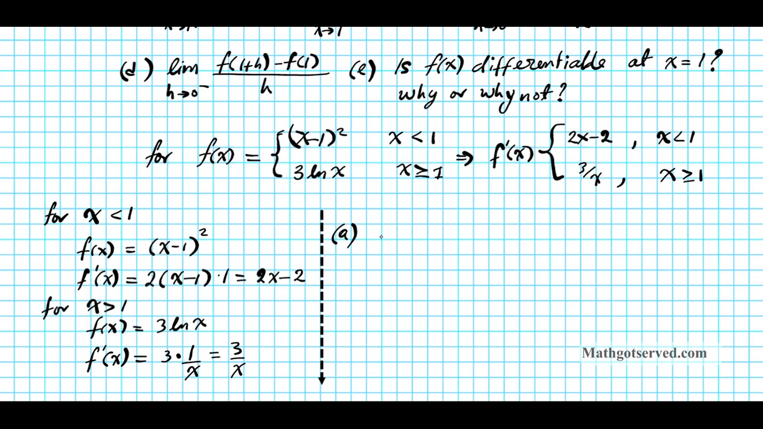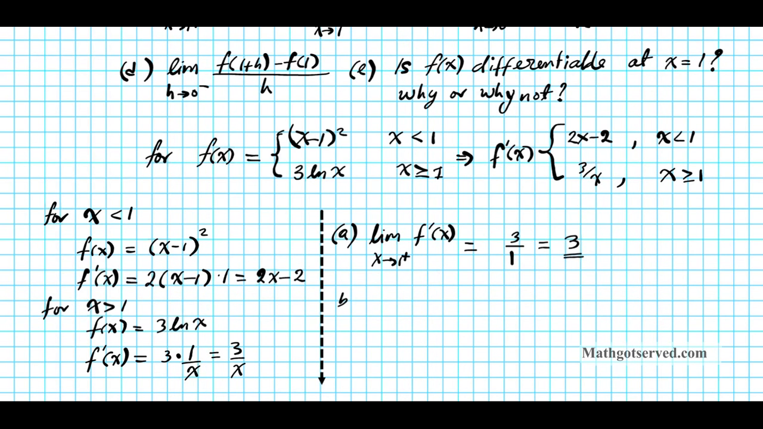We're to find the limit as x approaches 1 from the right of f prime of x. If we're approaching 1 from the right, this is the function we're looking at. So we plug 1 into the function at the bottom. It's going to be 3 over 1, which is equal to 3. So that's the value that the derivative is approaching from the right.